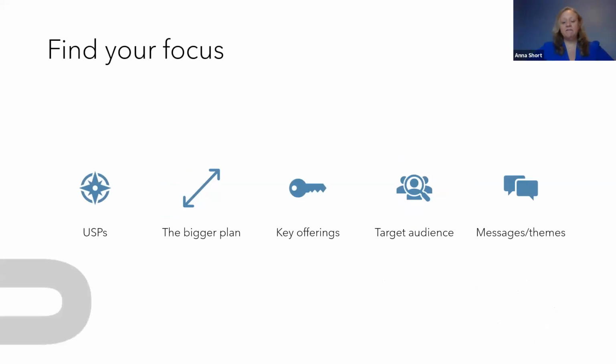So to help in finding your focus, I've touched on some of these. It's looking at what's unique about you. It's understanding what the bigger plan is for the business, where you want to take it to, where it's at now, what your dreams are, what your vision is for moving that forward. And again, that will be unique and will help set you apart from others.